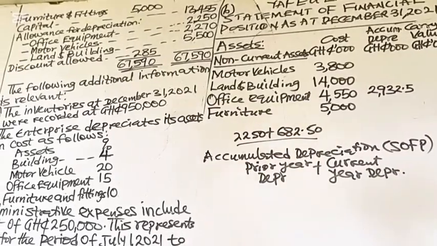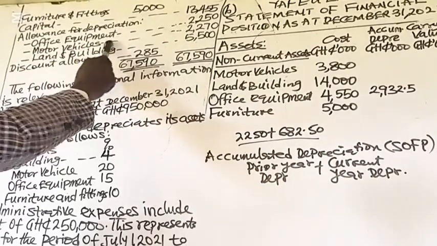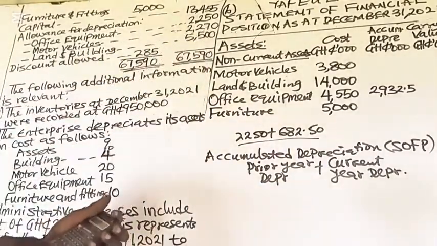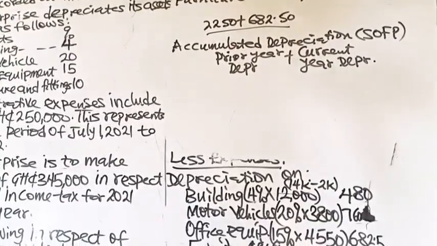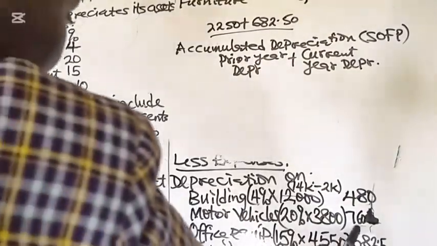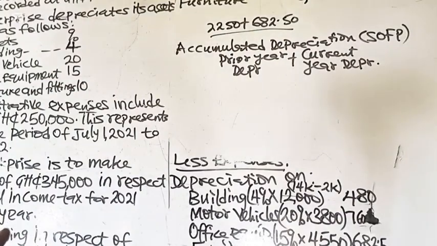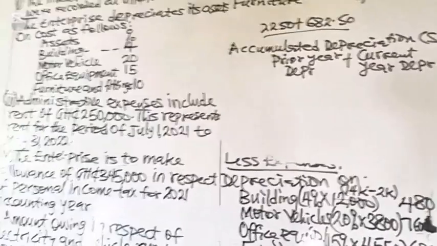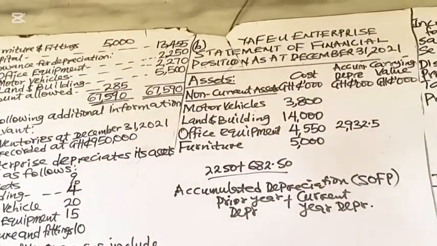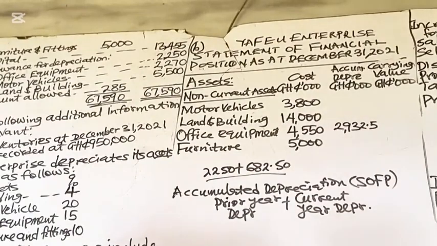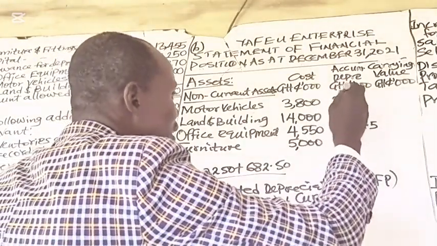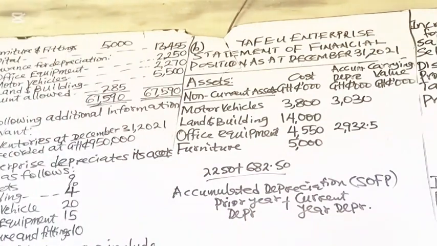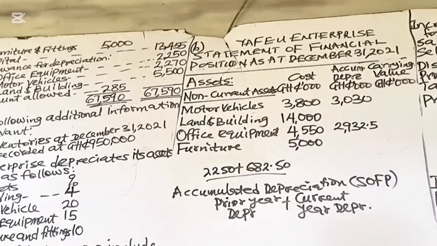In the same trial balance, you have accumulated depreciation for motor vehicles of 2,270. 2,270 plus how much was charged as an expense for motor vehicles? 760 was charged. If you add the 760 to the 2,270, then you get the accumulated depreciation of 3,030. So that is for motor vehicles, 3,030.